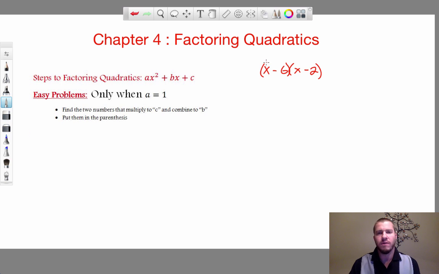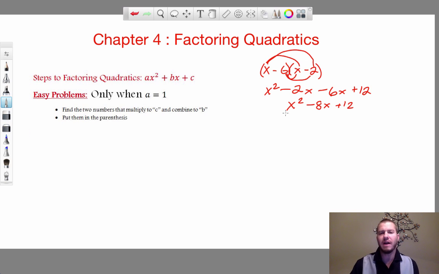So if you remember FOIL, you have to distribute the x first, and that's your first. X times x is x squared. This would become negative 2x, negative 6x, and this becomes positive 12. And then you would combine your two middle terms, and that becomes x squared minus 8x plus 12.